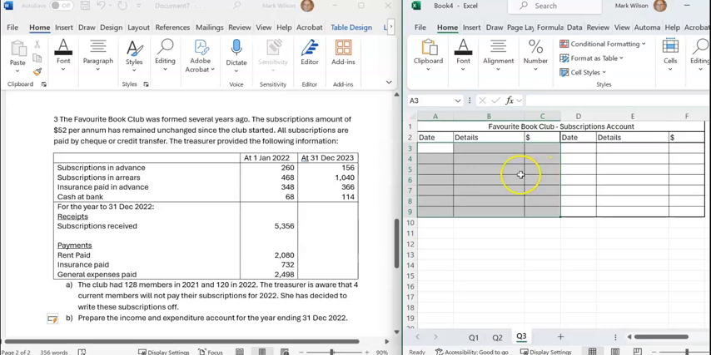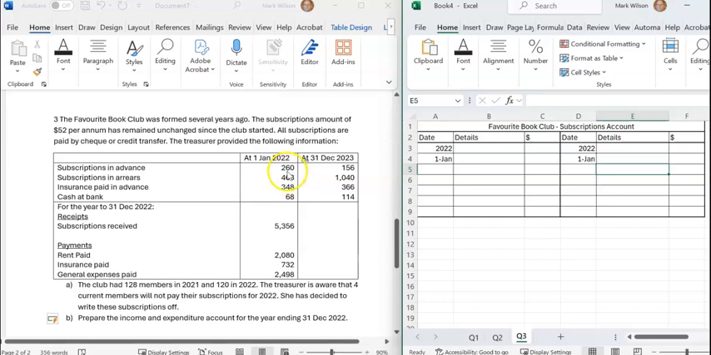So what we've got at the start, we better put the date in first. In this question, you actually get 1 mark for the date, so that's quite nice. So put 2022 at the start of both. And we've got some balances to start with. So the balances will be the 1st of Jan. And it's on both sides because you'll see here that we've got subscriptions in advance and subscriptions in arrears. So these are opening balances.